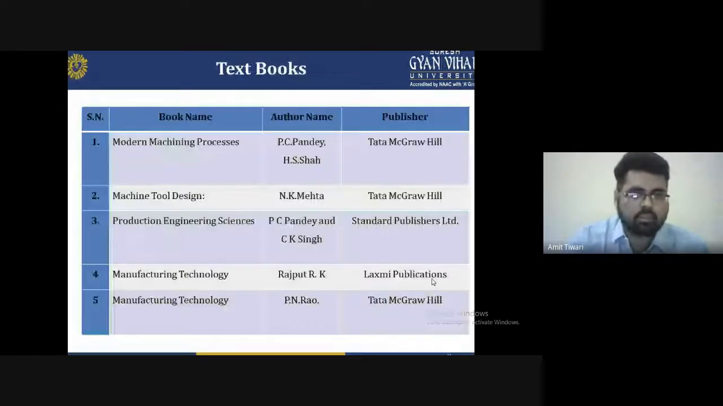At the end of this lecture, I recommend some books for the lecture series, Machining Science and Machine Tool. First is Modern Machining Processes by P.C. Pandey and H.S. Shah, Tata McGraw Hill Publisher. Second, Machine Tool Design by N.K. Mehta, Tata McGraw Hill Publisher. Third is Production Engineering Science by P.C. Pandey and C.K. Singh, Standard Publisher. Fourth is Manufacturing Technology by R.K. Rajput, Laxmi Publications. And fifth is Manufacturing Technology by P.N. Rao, Tata McGraw Hill Publication.